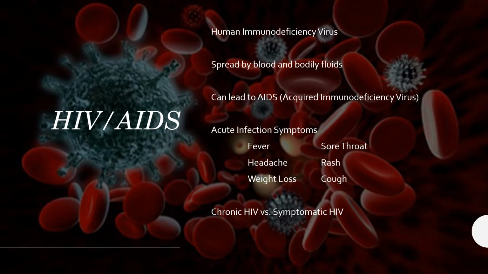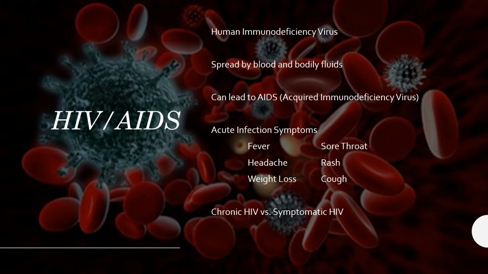So AIDS is going to be a late stage. So it's basically when the body's immune system is so badly damaged because of the virus, we acquire AIDS. Like I said, people can take HIV medicine every day, which can help stop the progression of the disease, but it does not cure it. Without HIV medicine, however, the life expectancy with someone who has contracted this is only 3 years.